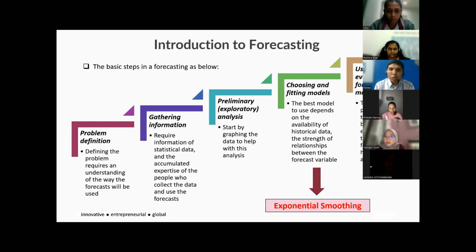The best model to use depends on the availability of historical data and the strength of the relationship between the forecast variable and the explanatory variables. The final step is using and evaluating the forecast model.